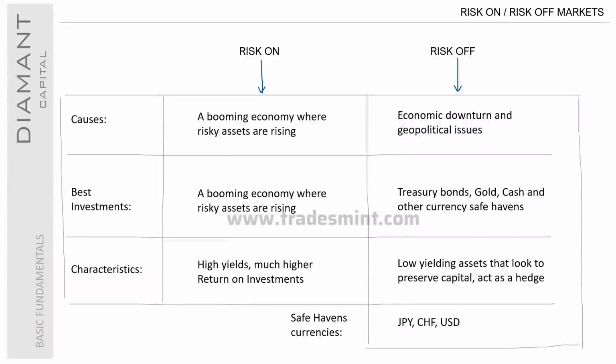Characteristics: low yielding assets that look to preserve capital, acting as a hedge. And that's the most important thing that I'm going to explain to you here. They look for something that acts as a hedge against inflation. I previously explained this before, but just to go over it again, if there's more inflation occurring, for example, you're obviously going to try and hedge against that, right? So when you're risk off, you want to preserve that capital as much as possible and keep your money safe.